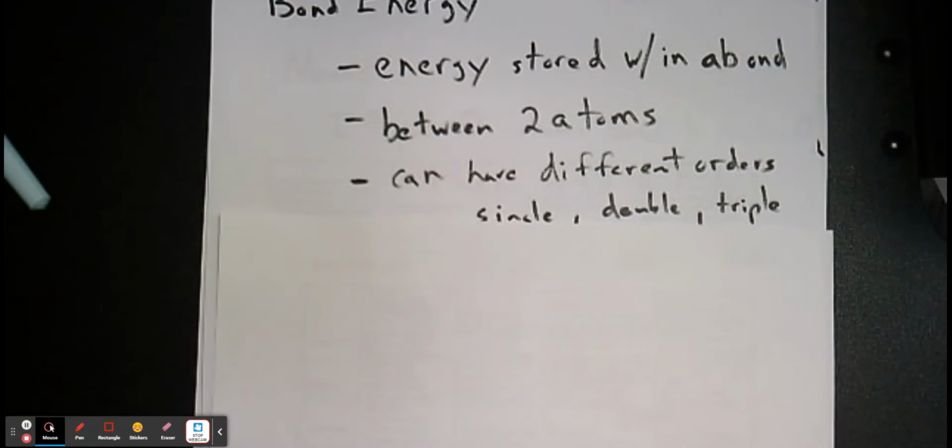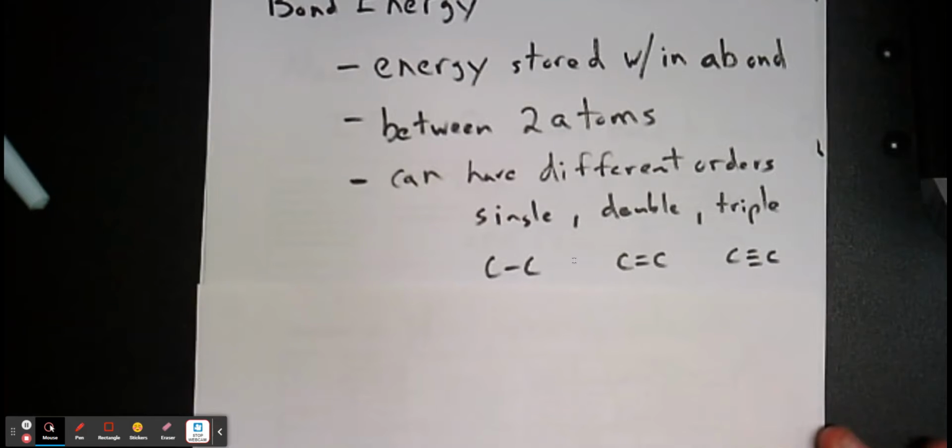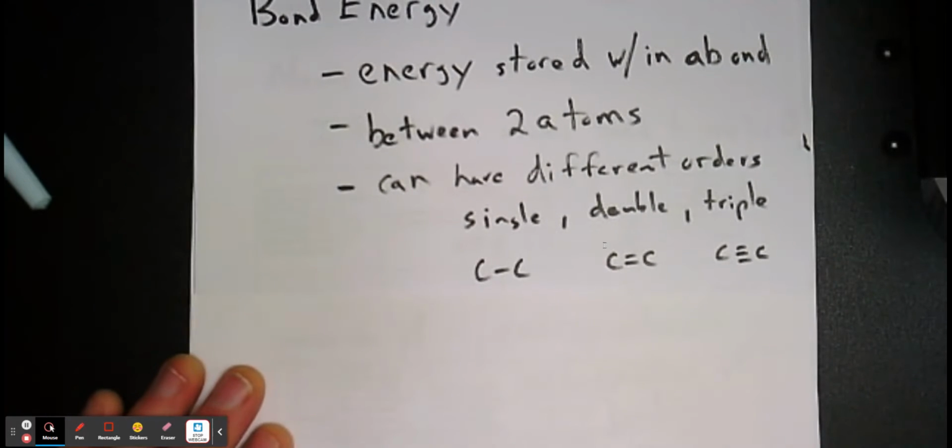Now they can have, the order means like single, double, triple, like in carbon. All right, nitrogen is another one. Oxygen can make a single and double with itself. It can also make a triple bond with carbon. And actually, the carbon-oxygen bond is the highest, it has the most energy.